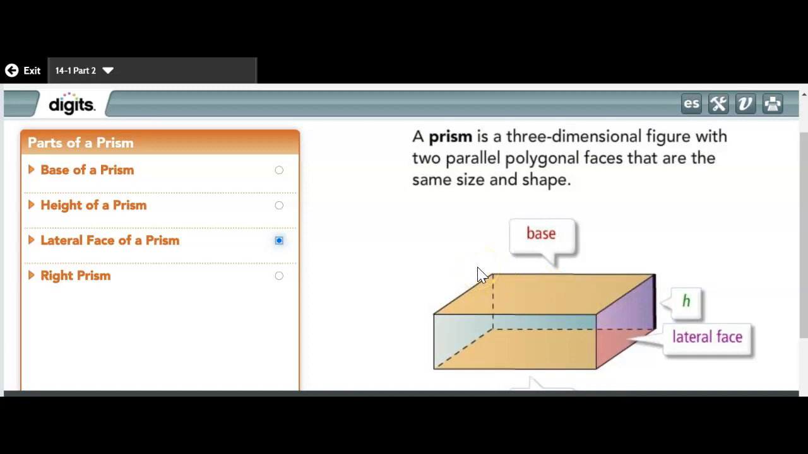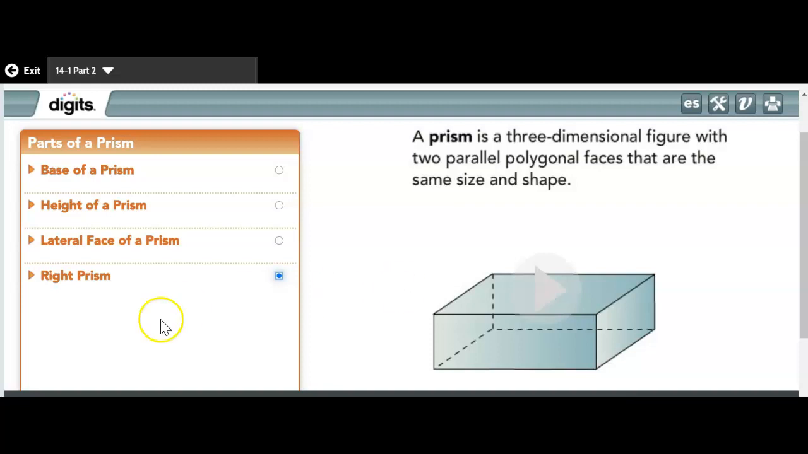And lastly, in a right prism, all lateral faces are rectangles. So the last one there before the letters on the front side is a right prism.